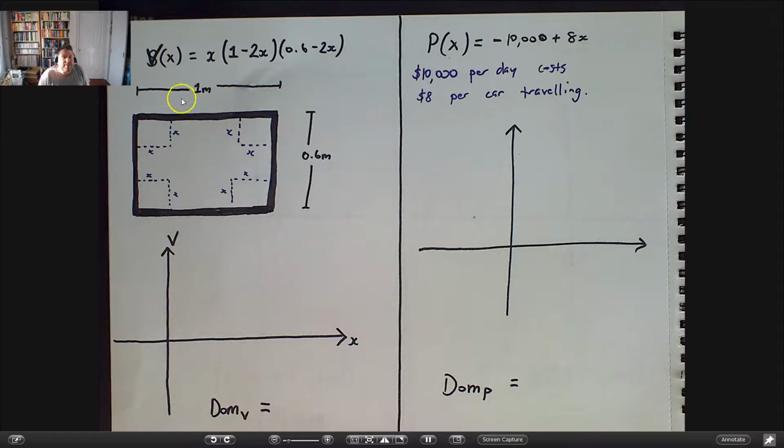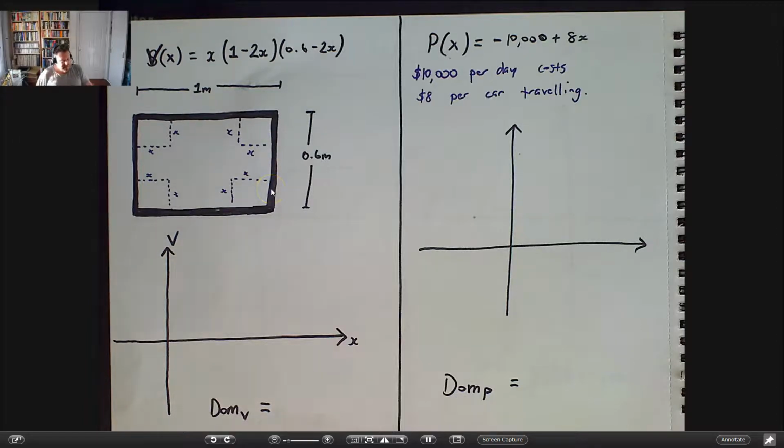We start with our flat bit of paper that's 1 meter by 60 centimeters. We're going to cut out this little distance x, and with a little bit of thought, we can see that the rule for this relationship is going to be x, which will be the height of the box, times 1 minus 2x, which will be this edge here left over, and 0.6 minus 2x here.